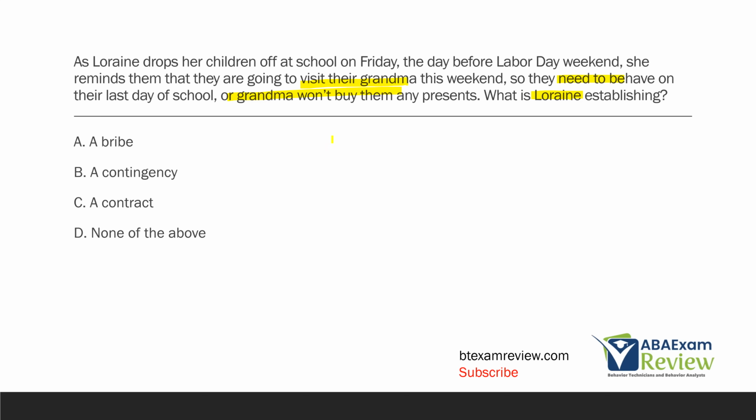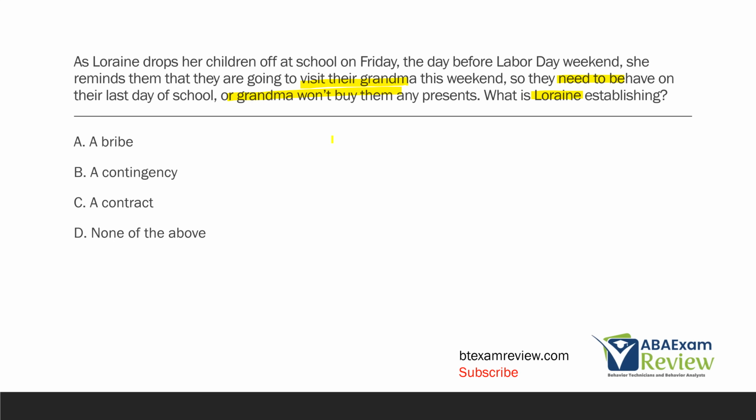The consequence is already given. So let's say you get a candy bar for behaving. In a bribe, I'm going to give you the candy bar and then say, now you need to behave. So you've already gotten the consequence, which is why we don't use bribes. Because where's the motivation now to be on their best behavior? They've already gotten what they want.